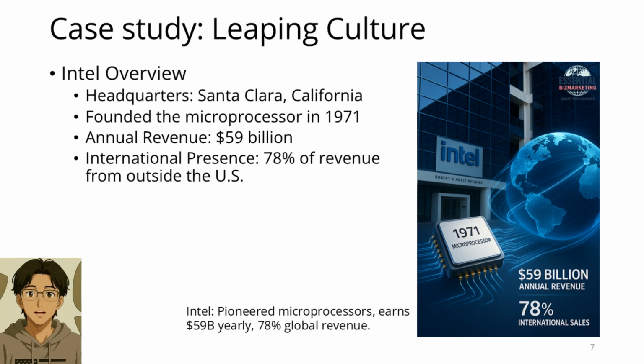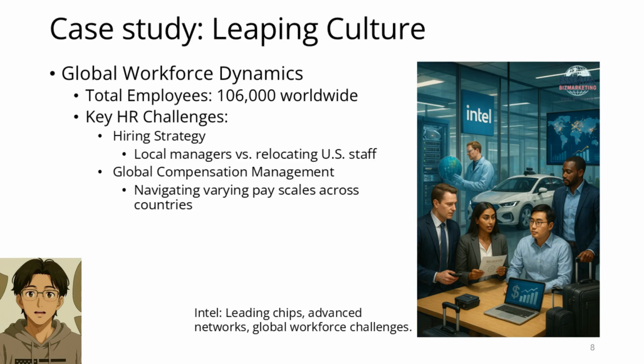The company, headquartered in Santa Clara, California, pioneered the microprocessor in 1971. Today, it earns $59 billion annually, with 78% of that revenue coming from outside the United States. Intel operates with 106,000 employees around the world. Key HR issues include whether to relocate staff from the U.S. or hire local managers in each country.